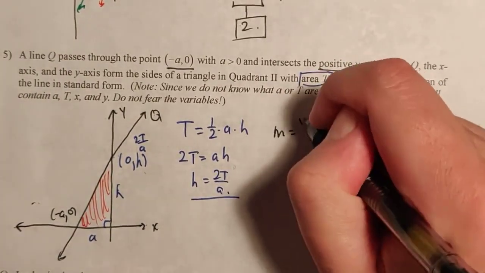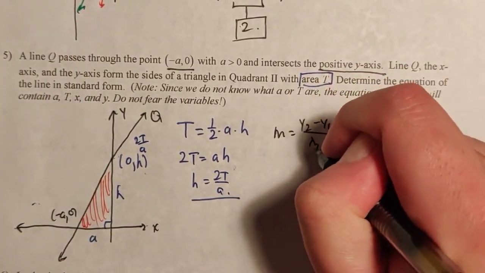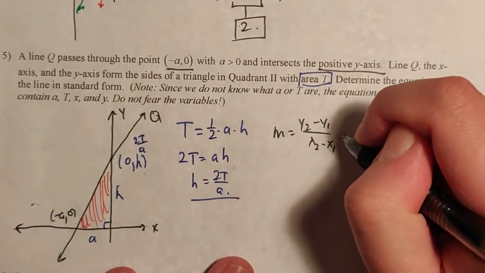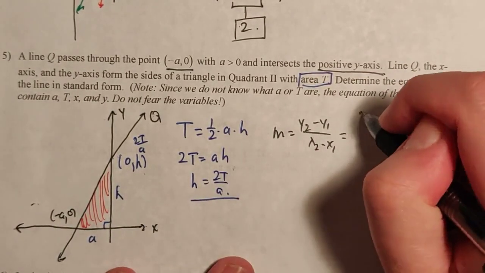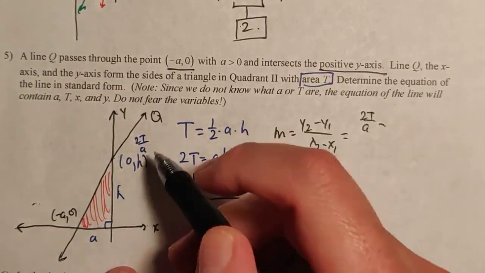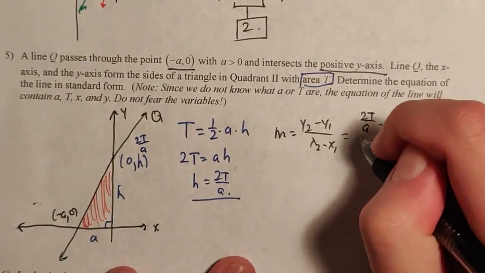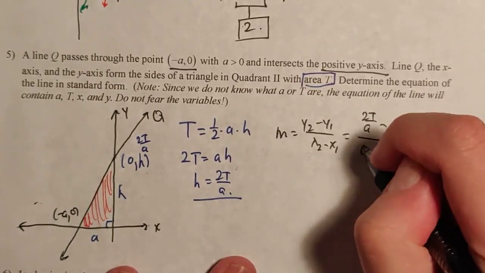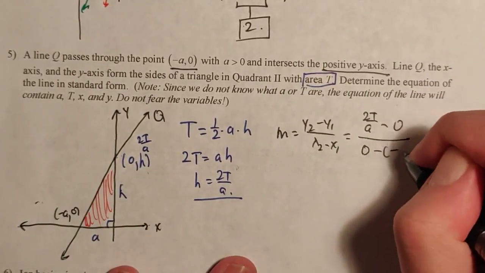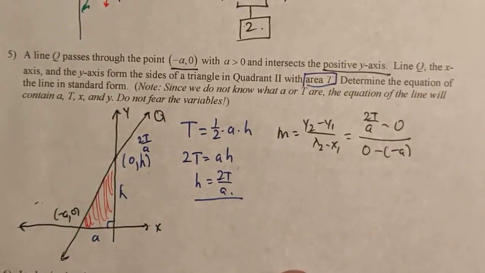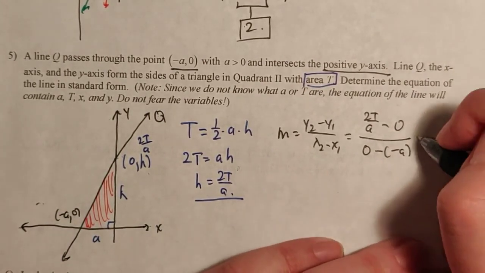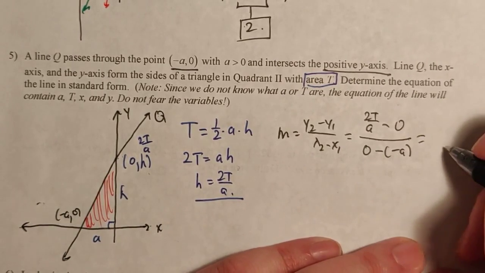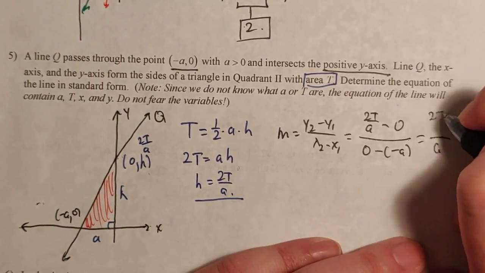So remember that the slope is y2 minus y1 over x2 minus x1. Yeah, there are going to be variables, big deal. So we'll call this y2 here. So it's going to be 2t over a minus the y-coordinate of this first point, which is 0. That's nice. The x-coordinate is 0. And then we subtract this here, which is minus a, right? So let's see, 0 minus negative a. That's just an a in the denominator here. And the numerator is 2t over a.